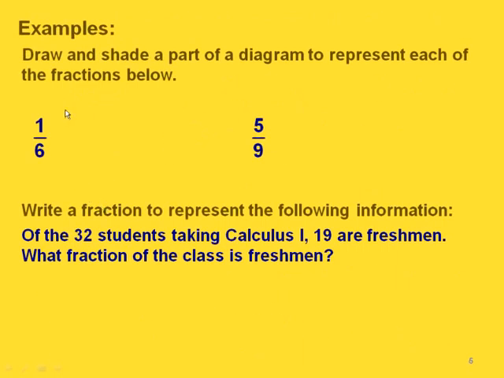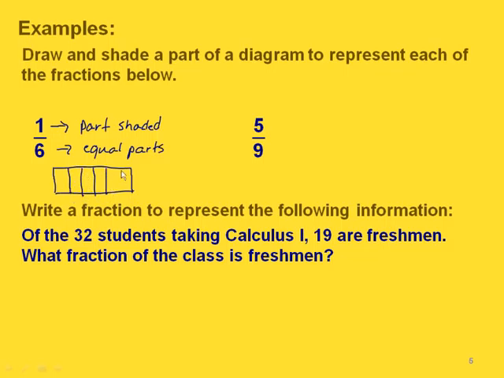So here are a couple of examples for us to do. And in this one, we're going to draw and shade our own picture to represent the fractions. So in this one, since 1 is our numerator, this would be the number of parts that are shaded. Our denominator is 6, so this would be the number of equal parts in our picture. So if we just do a long rectangle and we divide it into 6 equal parts, there's our whole, and then we're only going to shade one of those parts.